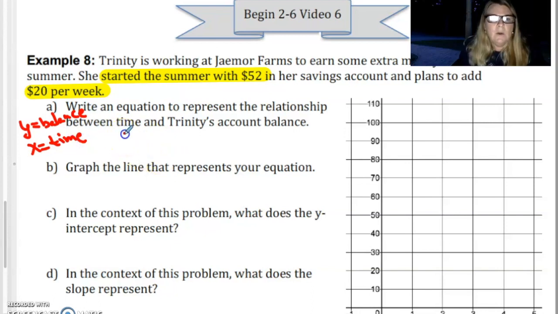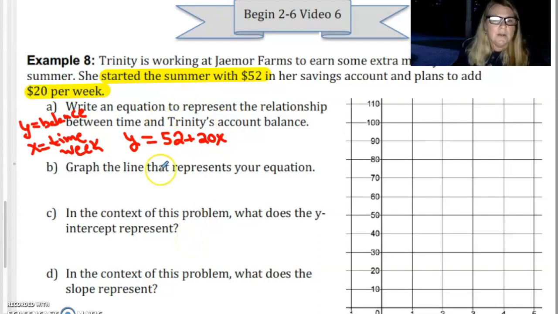So her account balance, Y, how do we get it? Well, she started with the $52. That's what's in the account to begin with, her starting amount. And then she earned $20 per week. The time is measured in weeks here, so we're going to add $20 every week, so 20x. So there's our equation. Now we're going to graph this line.